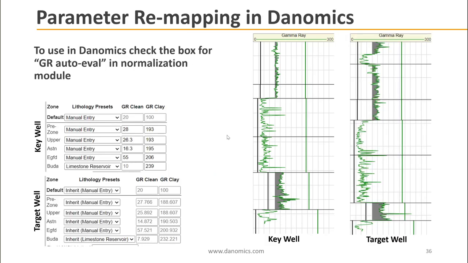For example, here in my Alston chalk, I identified the gamma ray clean as having a value of 16 in this well, and the gamma ray clay as being 195 in this well. And then in my target well, the remapping has told me, oh no, the value should be 14.8 and 190. But you can see just visually looking at it that, yes, even though those parameters are different, they are picked in the same style. And so that's what parameter remapping is all about.